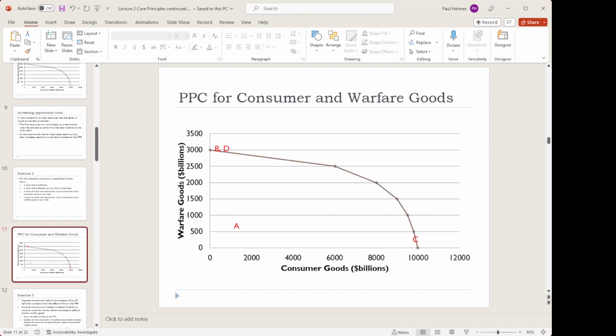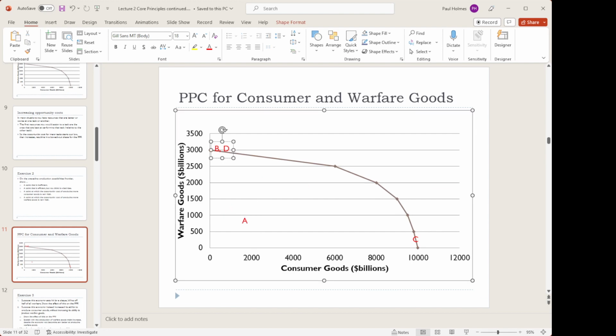Okay, so here are my choices. We wanted a point that was inefficient, so I've labeled A here as my inefficient point, but I could have put it anywhere inside this production possibilities frontier. That would have been just fine. B was my point that's efficient, but I don't think is a good idea.